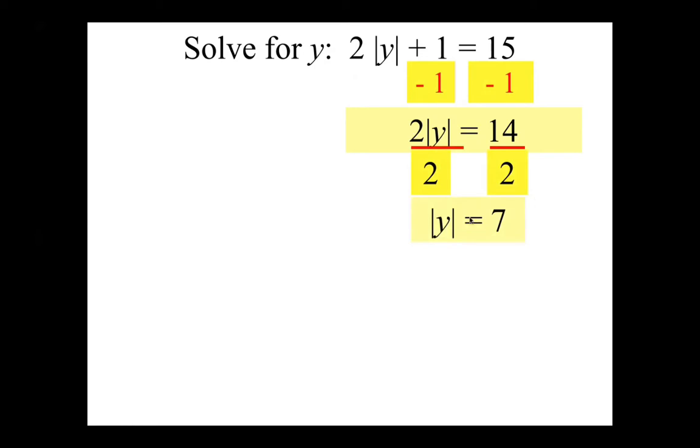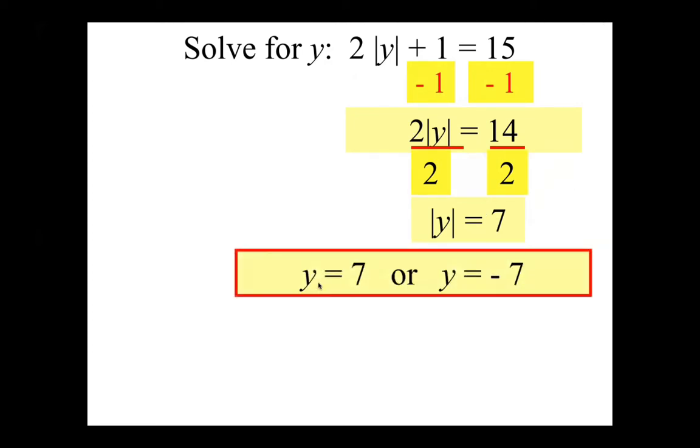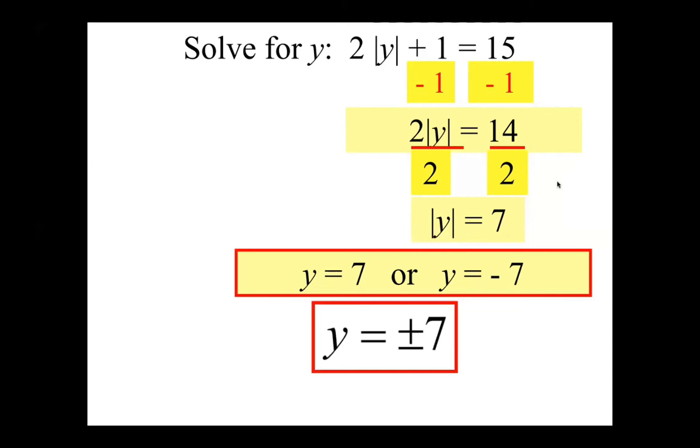And now that you have your absolute value variable isolated, go ahead and state the positive and negative value of the solution, which would be y equals 7 or y equals negative 7. Once again, you can denote it as this too.